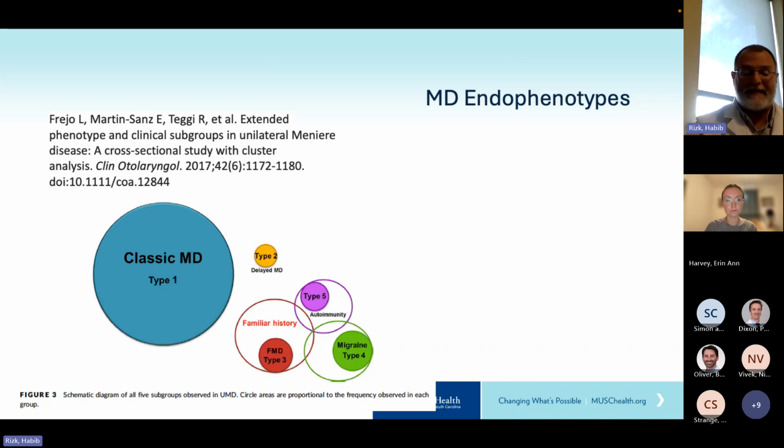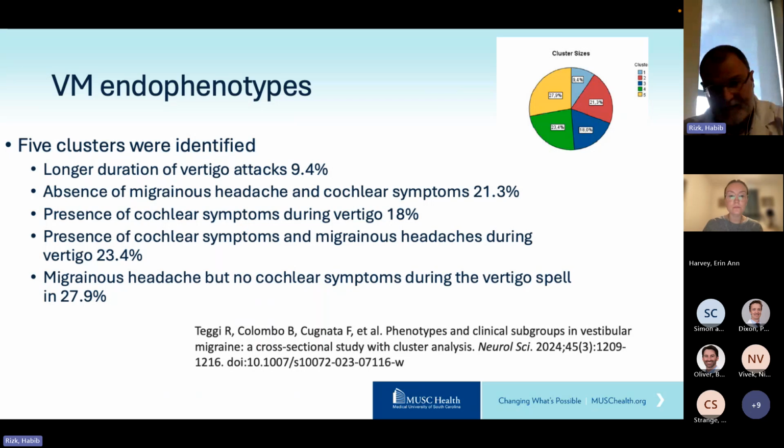One is type 1, classic Meniere's disease, which fulfills all the criteria. There's no correlation or overlap with other pathologies. Type 2 is delayed Meniere's disease following a surgery or a trauma to the ear. Type 3 is familial, with a confirmed first-degree family member who has confirmed Meniere's disease. Type 4 is a comorbid migraine disorder, whether it's headache or vestibular migraine. It's not necessarily vestibular migraine, so any type of migraine disorder that comes in that patient. And type 5 is autoimmunity. And you see how familial, migraine, and type 5 autoimmune, the clusters can overlap.